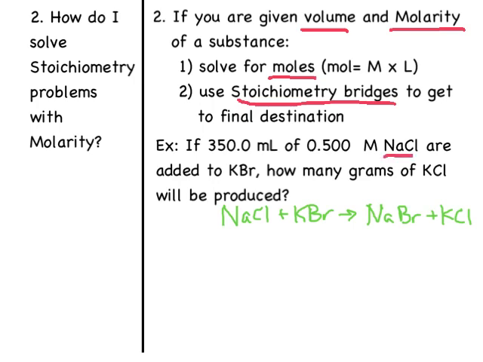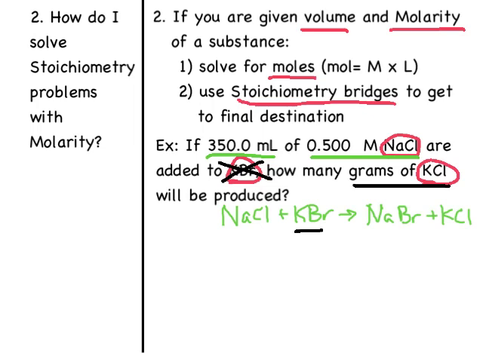Okay, so we've got 3 different substances in this one question. So we definitely know it's stoichiometry if you're talking about 3 different substances. All right, so we are given 350 milliliters of a 0.5 molarity NaCl. That's the volume and the molarity. And then we need to figure out how many grams of KCl are going to be produced. Again, this KBr we don't need to worry about because we're not given anything about it. The only thing it serves is to know that KBr is in the equation if we have to actually write it out. Okay, so here's our reaction that we're given, and we've got our question.